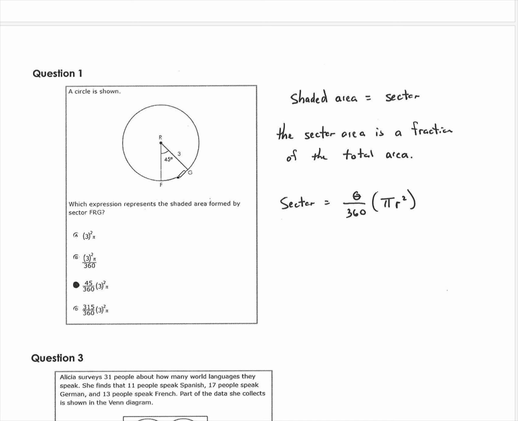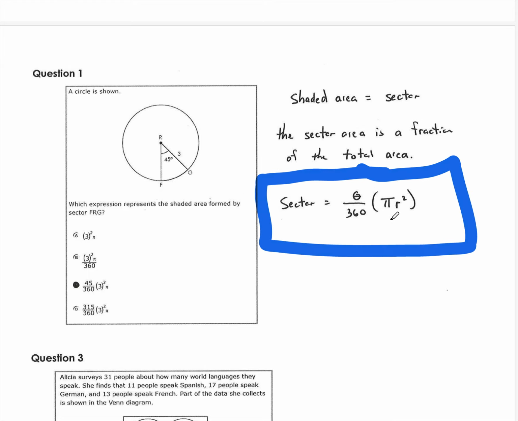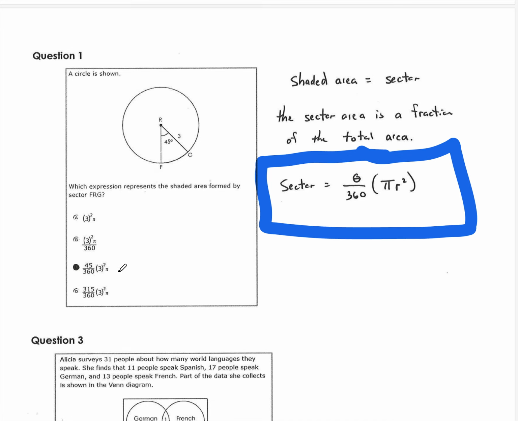All right, this is asking you to find the area of this little sector. Remember, the shaded area is a sector. The sector area is some fraction of the total area, and this was the formula we talked about in class. The total area is pi r squared, and some fraction of it is the sector area. And so that's exactly what this formula says. 45 degrees is the angle over 360 times r squared pi. Really, it should be pi r squared, but they just put the pi at the end.